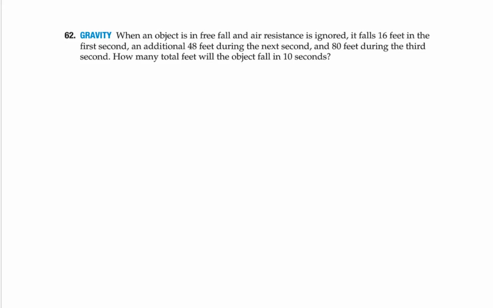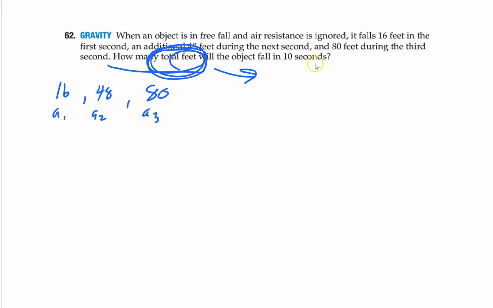Last one real quick. When an object is in free fall and air resistance is ignored, of course, to make it easy on ourselves, it falls 16 feet in the first second. So a1 is 16. It falls 48 feet in the second second, and then 80 feet in the third second. How many total feet does the object fall in the first 10 seconds? So they want S10. That's what it's looking for.